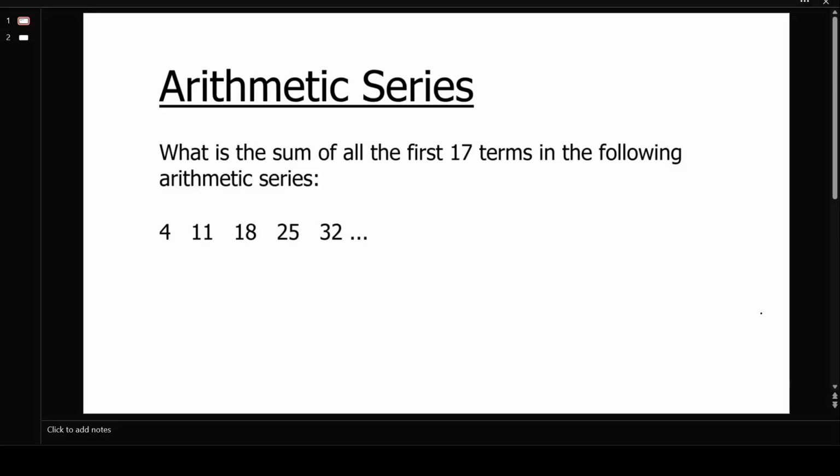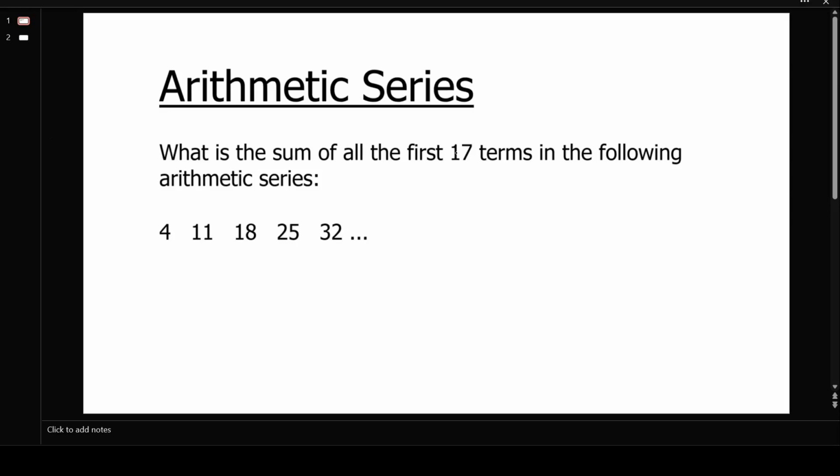Hi everyone. Today we're going to solve an arithmetic series question. What we're going to be asked to do is to take this arithmetic series that's on the board, 4, 11, 18, 25, 32, and so on, and find the sum of the first 17 terms in this series.